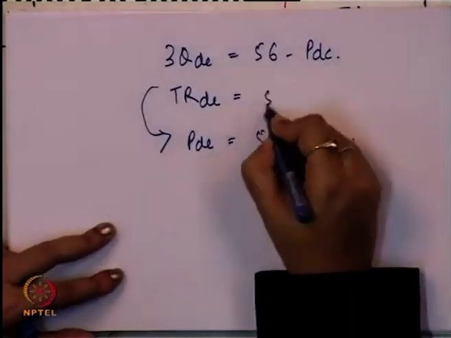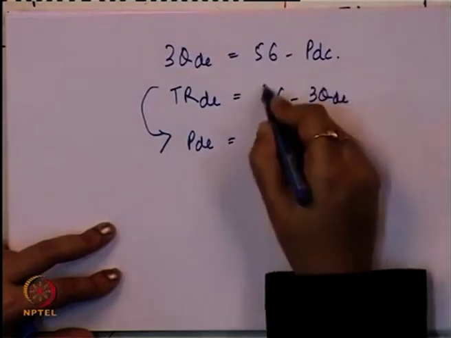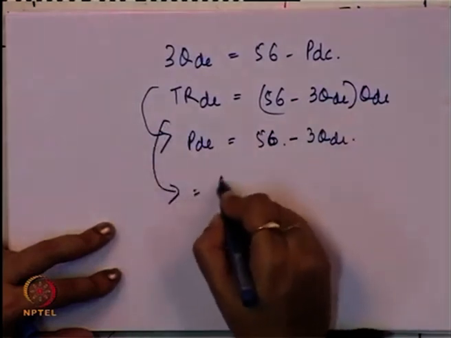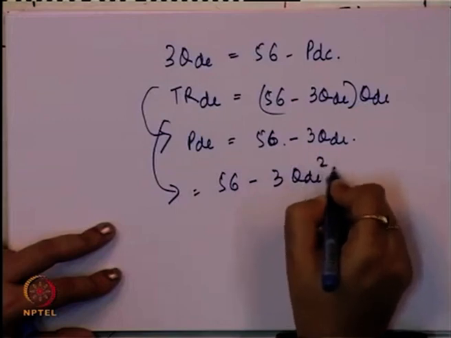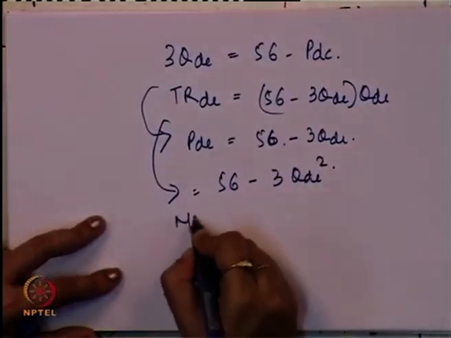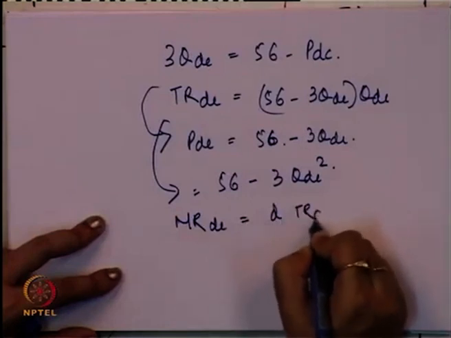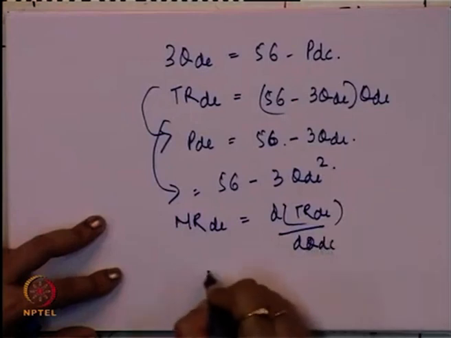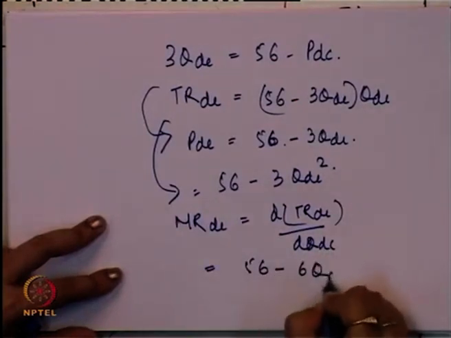So, TRDC is equal to 56 minus 3QDC multiplied by QDC. So, that comes to 56QDC minus 3QDC square, and marginal revenue of DC will be dTRDC with respect to dQDC. So, that comes to 56 minus 6QDC.